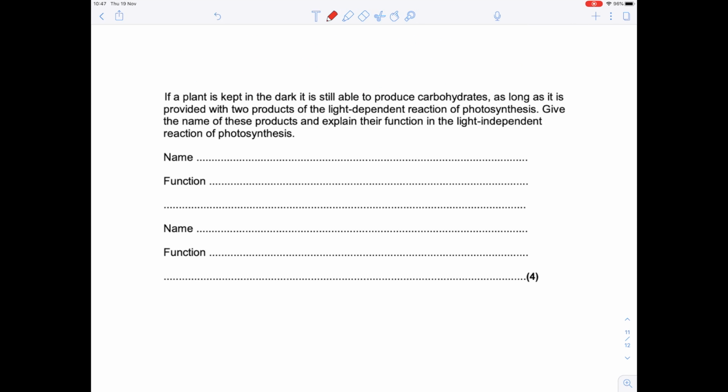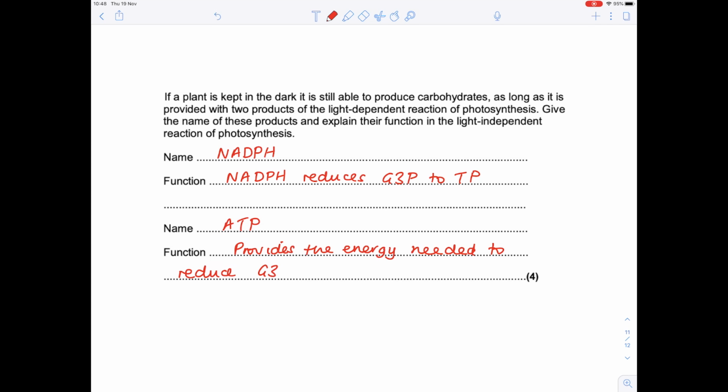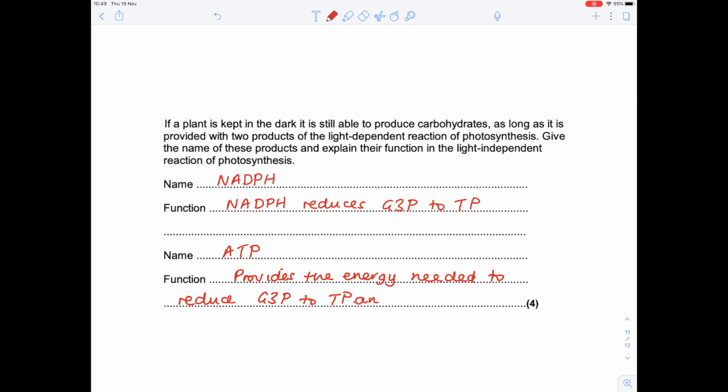If a plant is kept in the dark, it is still able to produce carbohydrates as long as it is provided with 2 products of the light-dependent reaction of photosynthesis. Give the name of these products and explain their function in the light-independent reaction of photosynthesis. So I keep talking about this, NADPH and ATP. NADPH reduces glycerate 3-phosphate to triose phosphate, and ATP provides the energy needed to reduce glycerate 3-phosphate to triose phosphate, and the energy needed to produce ribulose bisphosphate from triose phosphate again. And remember, you can use those accepted letters.